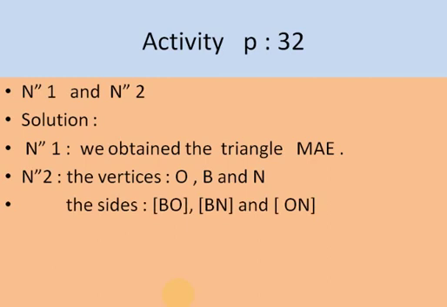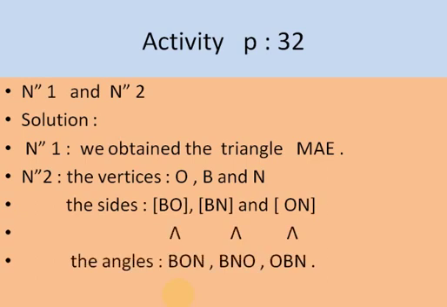The three angles also, we can say the three angles BON, BNO, and OBN. The three angles. Don't forget to put this sign over them. It means the angle BON.